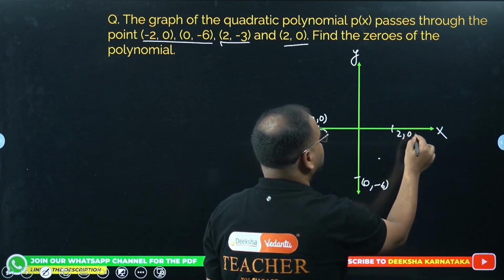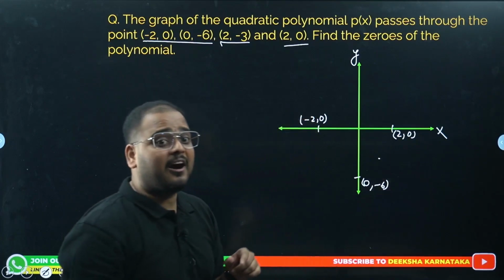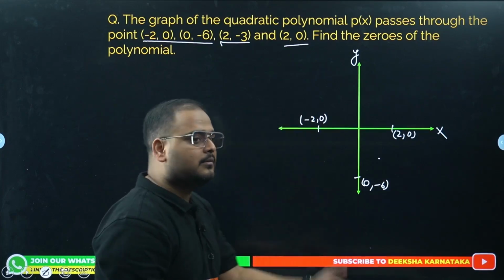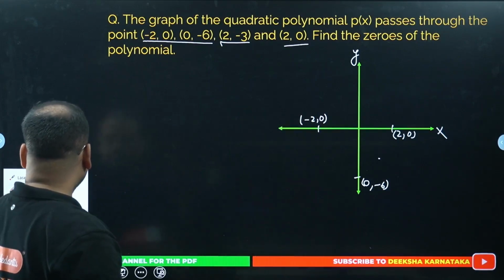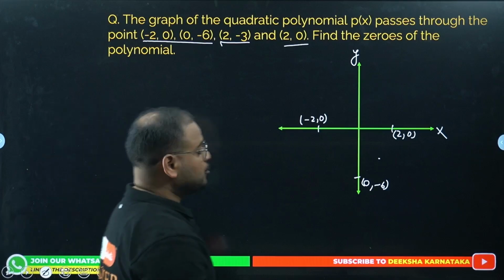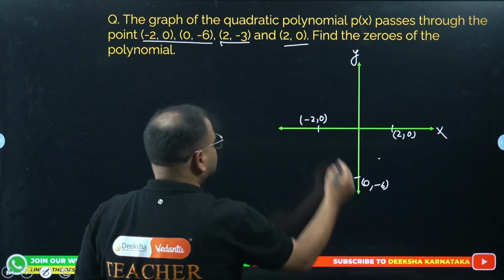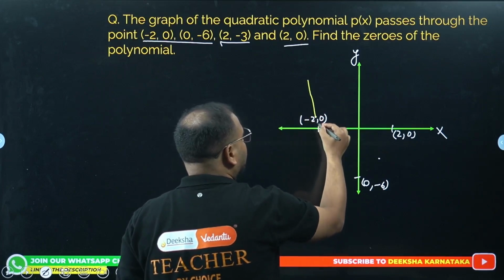(2, 0). A graph which should go through all the 4 points. Let's see. So a graph of a polynomial which should go through all these points. Hey, draw a graph, no?